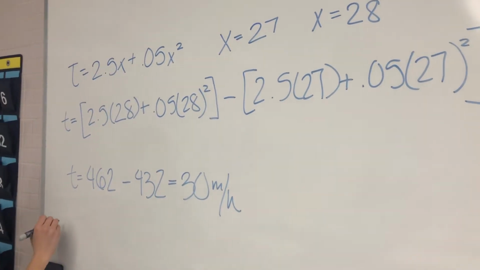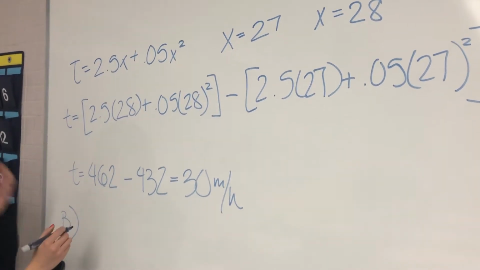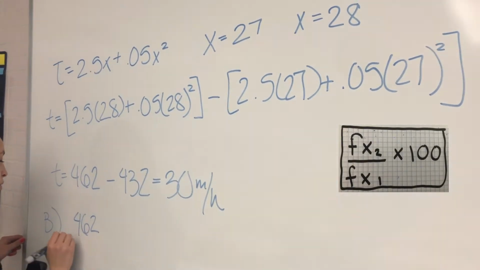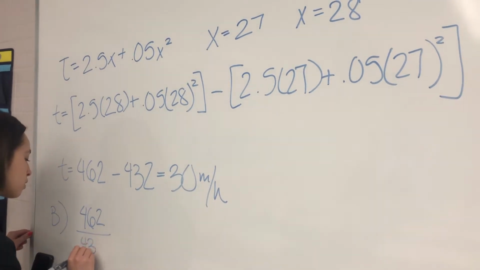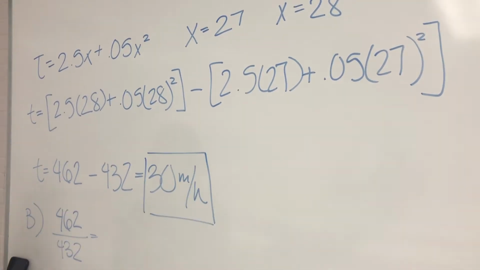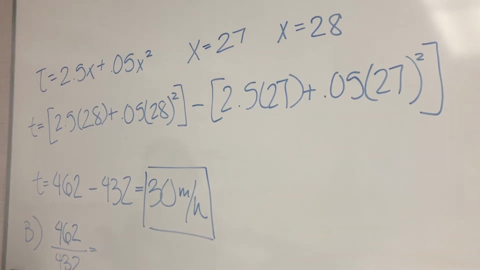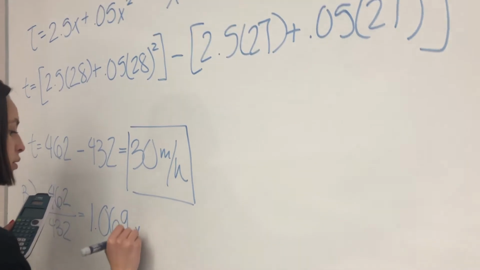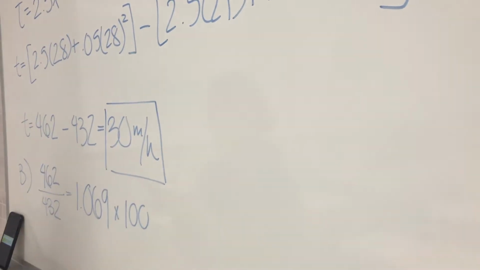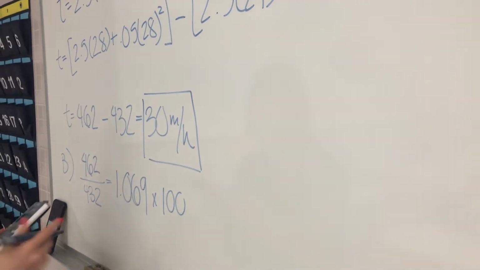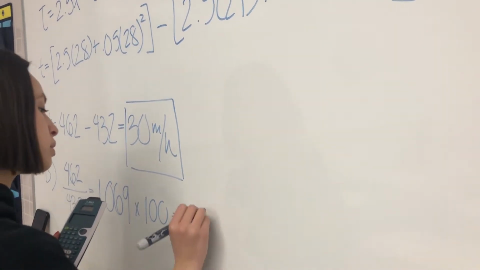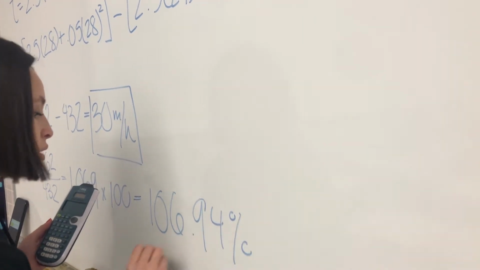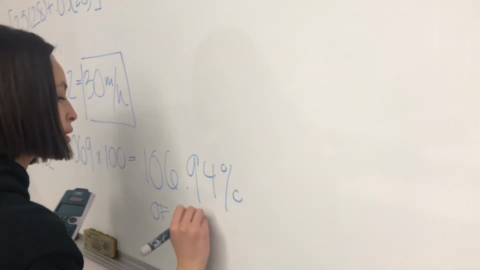Now they're asking us for the percentage of this change, and we're going to do so by using the formula f of x2 divided by f of x1 multiplied by 100, giving us 462, which is our f of x2, divided by 432, which is our f of x1, giving us 1.069, and multiplied by 100, it gives us 106.94% of incrementation.